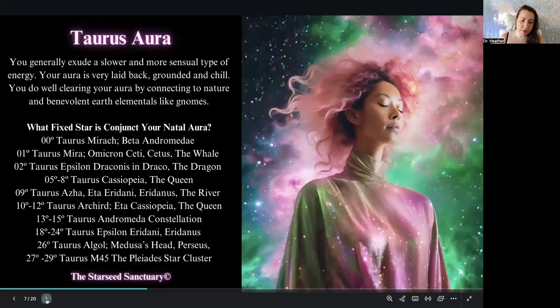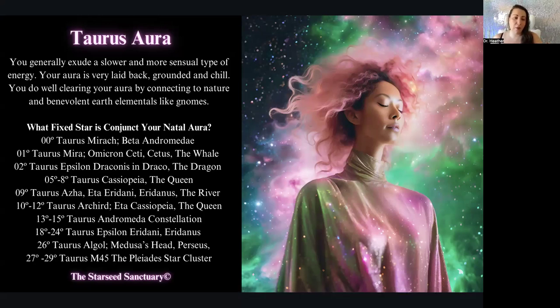All right. Next up, we have natal asteroid Aura in Taurus. So with a Taurus Aura, you generally exude a slower, more sensual type of energy. The aura is usually pretty laid back. It's very grounded. It's very chill. It has softer colors in it generally. And Taurus natal auras do really well clearing the aura by connecting to nature and benevolent earth elementals like gnomes.